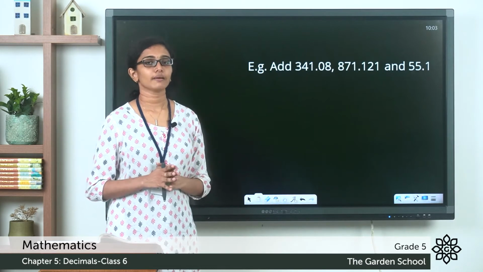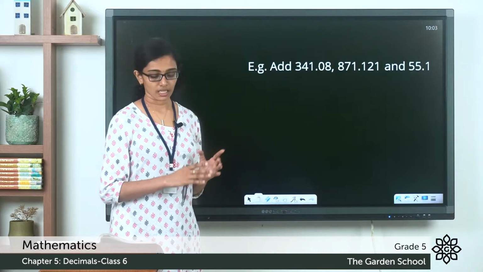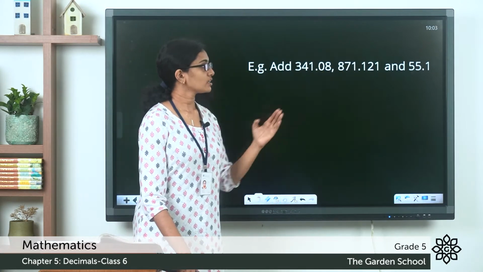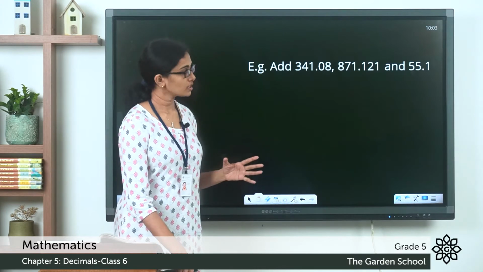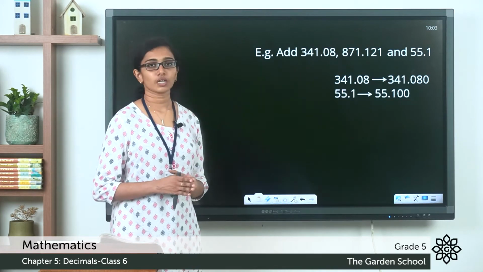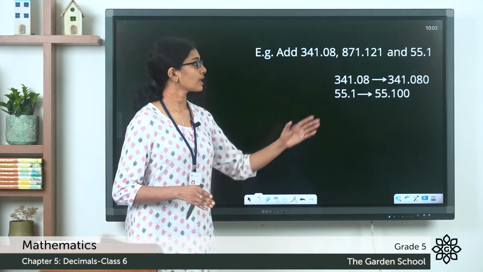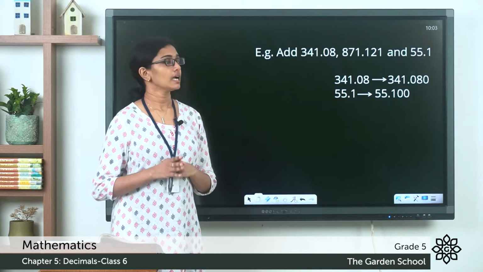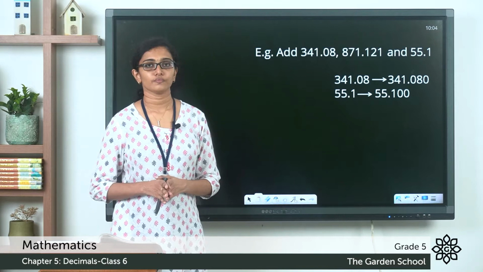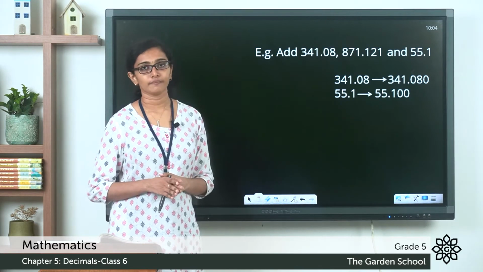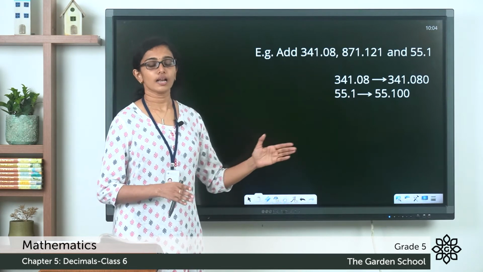So let's convert them to like decimals by adding enough zeros to the given numbers. 871.121 has 3 digits after the decimal point. We can write 341.08 as 341.080 and 55.1 can be written as 55.100. The values remain the same and we have changed all the unlike decimals to like decimals.